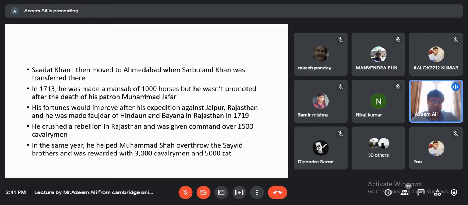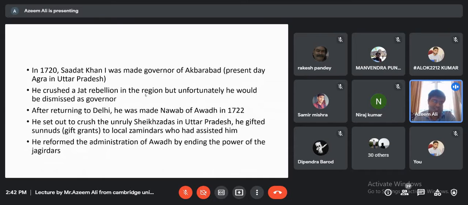While in Rajasthan, he crushed a rebellion and was further promoted by being given command of 1,500 cavalrymen. In the same year, he helped Muhammad Shah overthrow the Sayyid brothers and was rewarded with 3,000 cavalrymen and 5,000 sons. So quite a meteoric rise to power from poverty, must say. In 1720, Sadat Khan was made governor of Akbarabad, which is now Agra in Uttar Pradesh. He crushed the Jaipur in the region, but despite the success, he was dismissed as governor and had to return to Delhi, where he was made the first Nawab of Awadh in 1722.